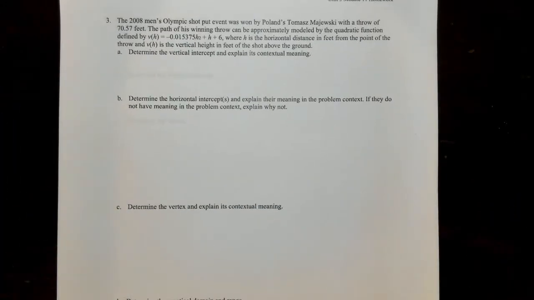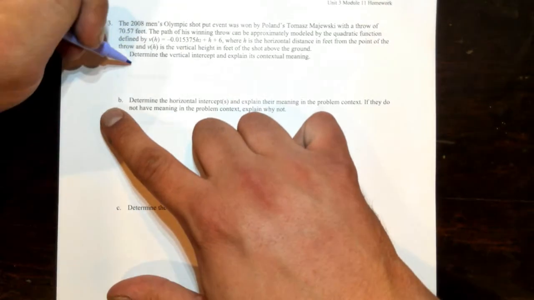The 2008 Men's Olympic shot put event was won by Poland's Tomasz Majewski with a throw of 70.57 feet. The path of his winning throw can be approximately modeled by the quadratic function defined by v of h, where h is the horizontal distance in feet from the point of the throw, and v of h is the vertical height in feet of the shot above ground. So A, determine the vertical intercept and explain its contextual meaning. Well, this is in standard form, so our vertical intercept is just going to be 0, 6.